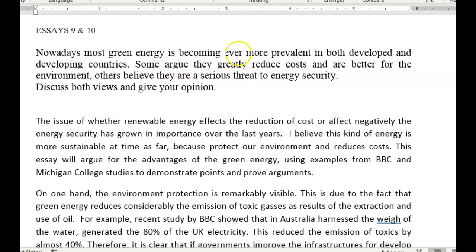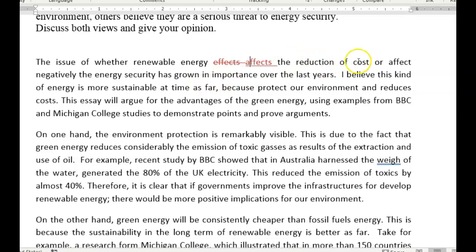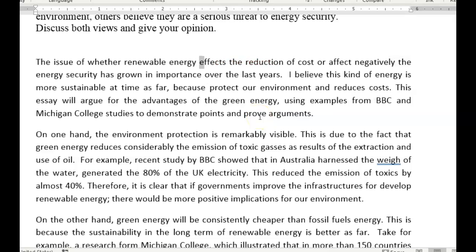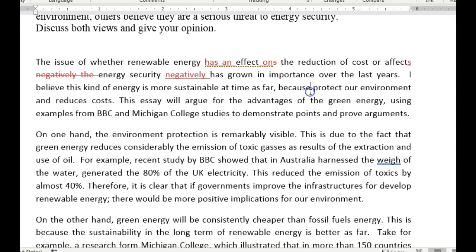"So nowadays, most green energy is becoming more prevalent, and some people say it reduces costs, and others believe that's a threat to energy security." Let's see. "The issue whether renewable energy effect..." Effect is a noun, affect is a verb. "...affects the reduction of costs, or..." So you see, if you have the right effect here, then we can have an expression: has an effect on the reduction of cost, or affects negatively, or affects energy security negatively, "has grown in importance over the last years."